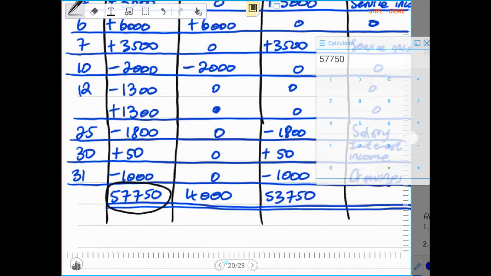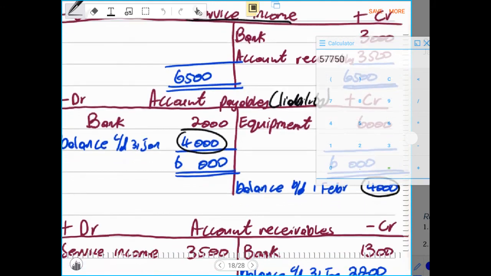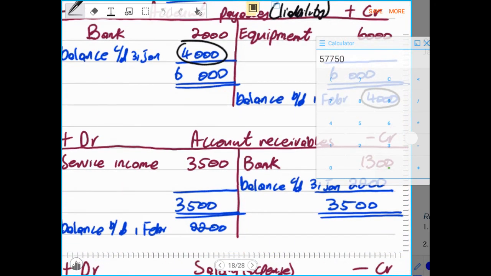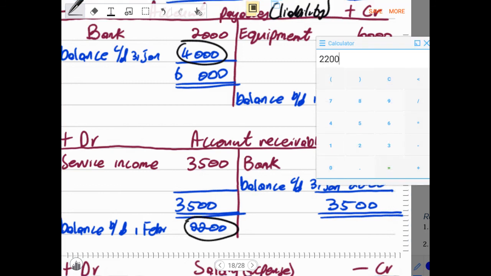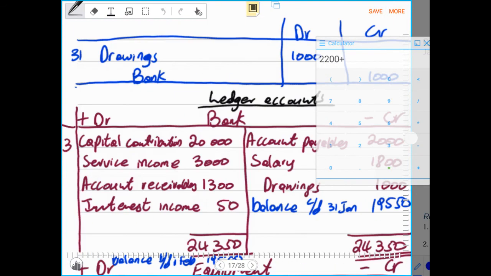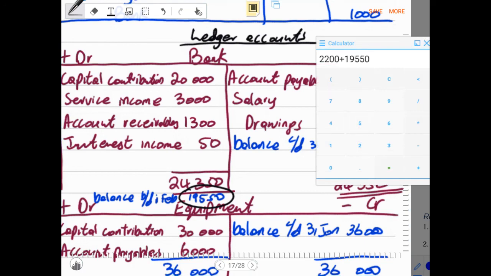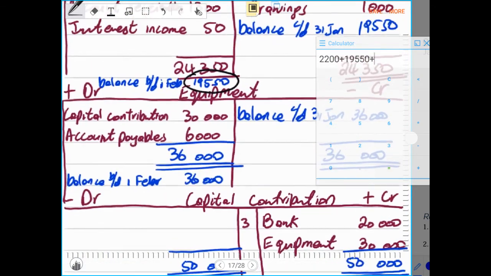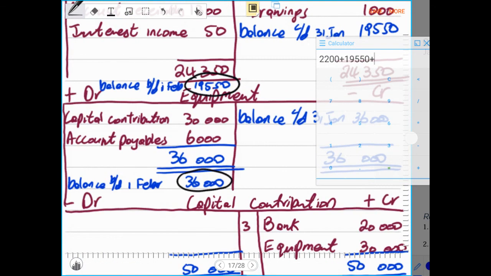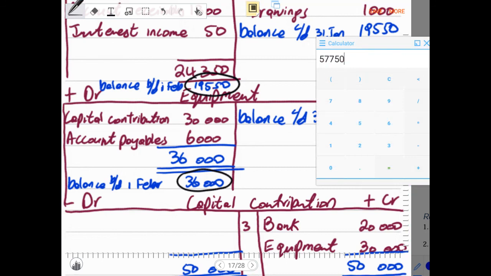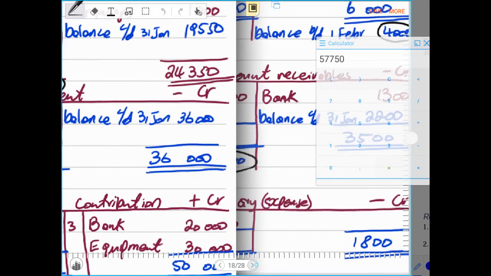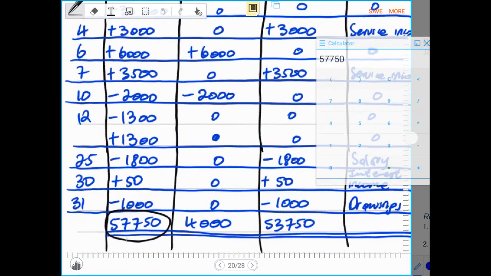If you see here, this is the total of all the assets that we have, 57,750. And if I take the ledger accounts and I take all the assets, remember, accounts receivable is an asset. I take the balance of this asset, 2,200. Let me redo it for you. 2,200 plus another asset, bank, and the bank balance was here 19,550, and I say plus 19,550. And I take another asset, equipment, and the balance of equipment is 36,000, and I add 36,000, and this gives me the same 57,750, which is the total assets that you see in the accounting equation at the bottom, meaning all the calculations so far are perfect and correct.